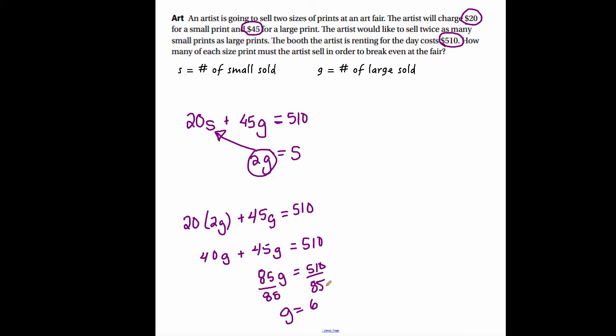large prints. But now I need to figure out how many small prints I sold. So I need to plug G back into one of these equations. I'm going to choose the second equation because it's much easier. 2 times 6 then must equal S, the number of small prints. So 12 equals S, the number of small prints sold.